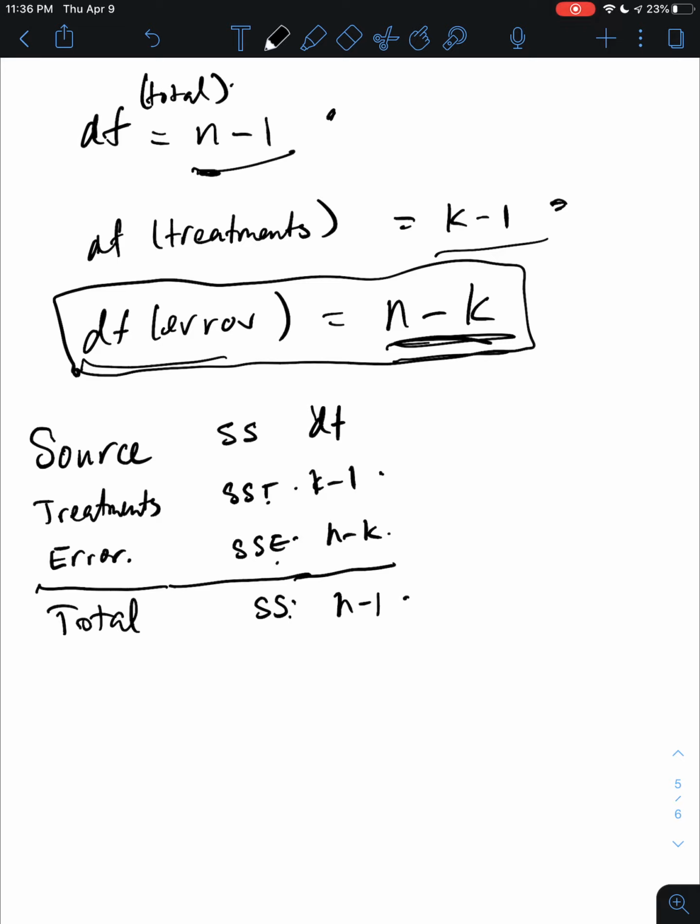So my table, I should be able to sum the first two items and get the third. And that applies to both of these columns, the SS column and the DF column.